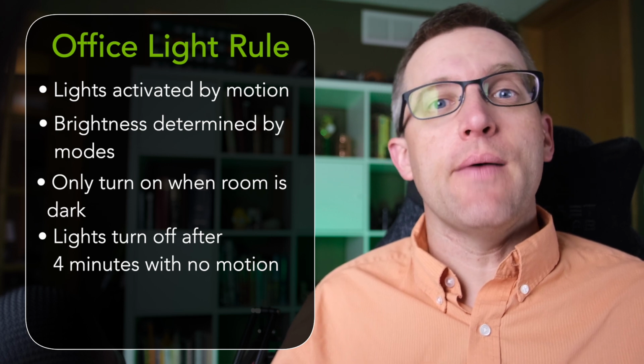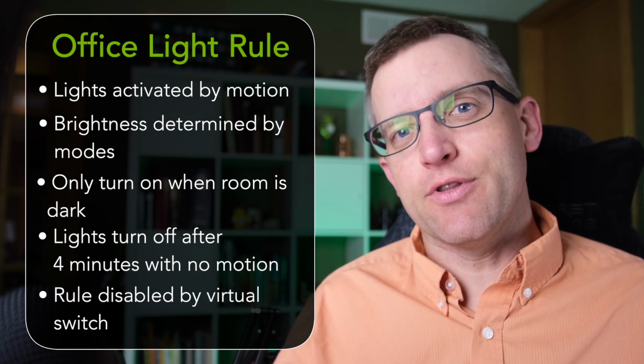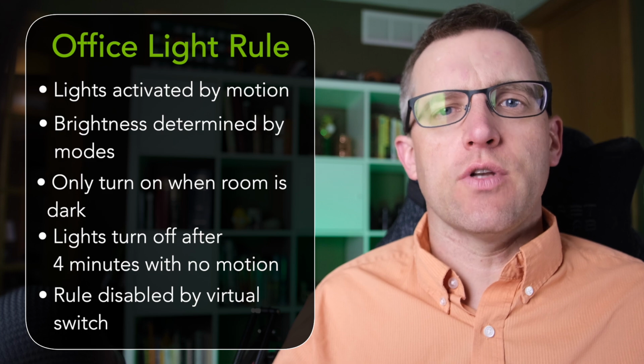And finally, I'm going to create a virtual switch that can disable this rule so the lights aren't doing funky things when I'm trying to record all this nonsense. To build this rule, I'm going to use the motion lighting app. But before we can jump into that, we need to create our virtual switch. With this switch, I can add it to a dashboard so I can disable my motion lighting rule with the Hubitat mobile app, or I can connect it to my Amazon Alexa or Google Home and then disable the rule with my voice.